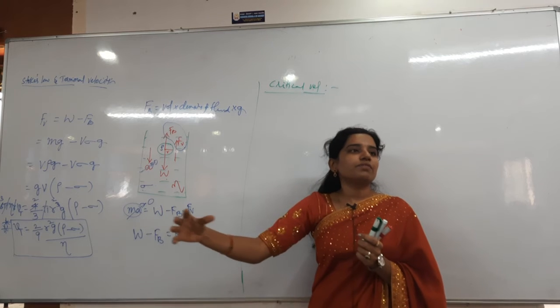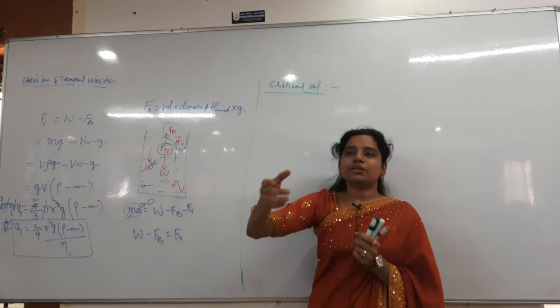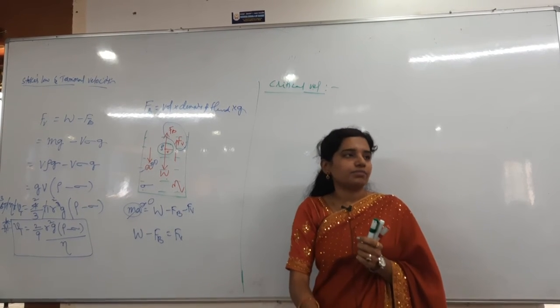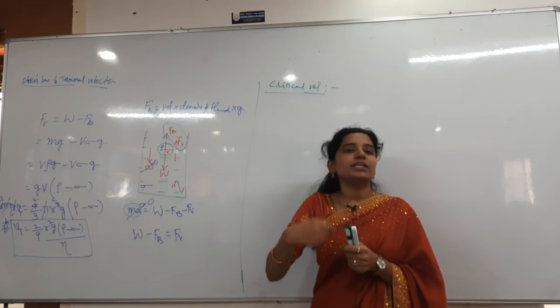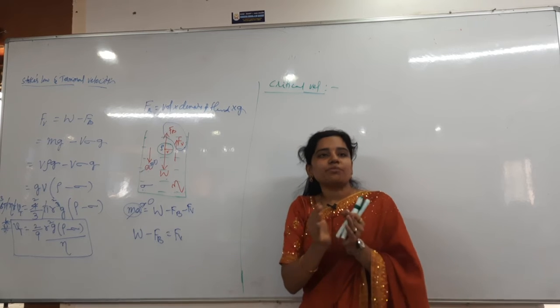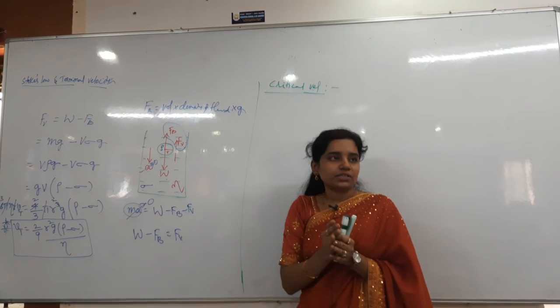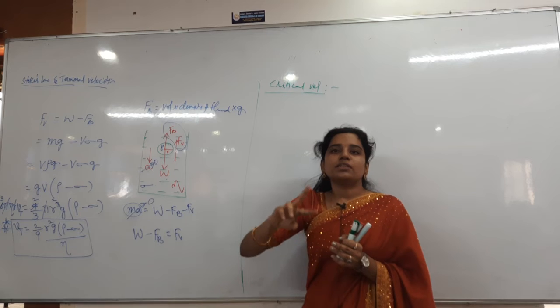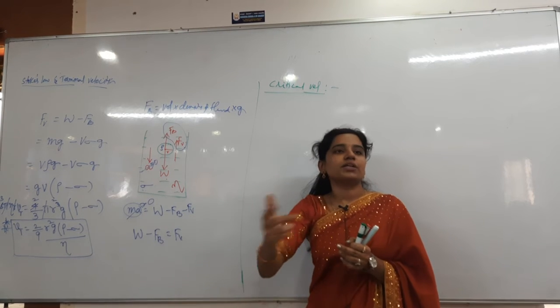Whenever the water is flowing with some velocity, at that time what happens? Whenever the water is flowing in the downward direction, the velocity will increase, and it will reach some velocity known as the critical velocity. After that limit, the streamline flow will become turbulent flow.